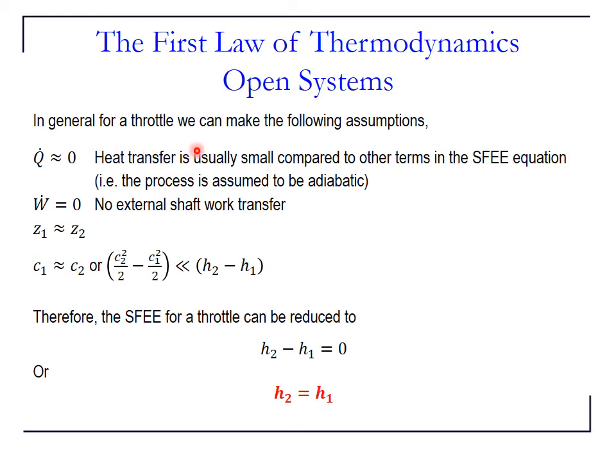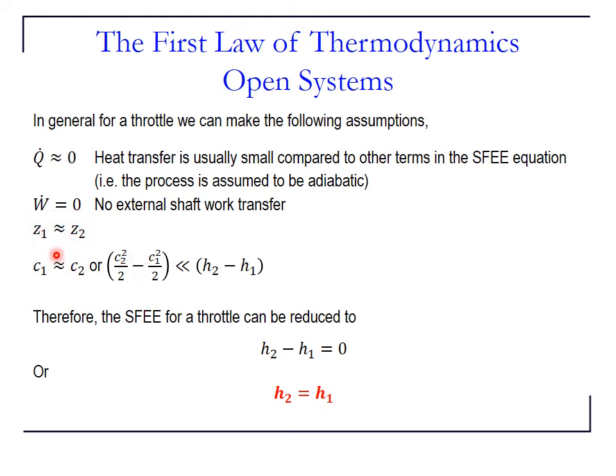In general, for a throttle, we can make the following assumptions. First of all, the heat transfer can usually be ignored. This is because the size of the throttle is usually quite small, and it's very easy to insulate well, so we can assume the process is adiabatic and the heat transfer is 0. Also, a throttle is not designed for outputting any work, so the work transfer can also be 0. And because the inlet and outlet areas are quite similar, the change in velocity can also be ignored, and we can ignore the change in potential energy.